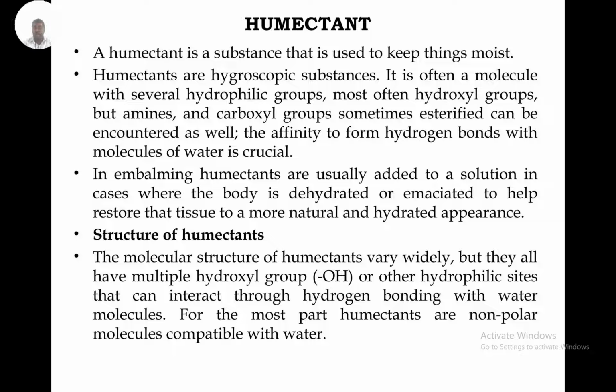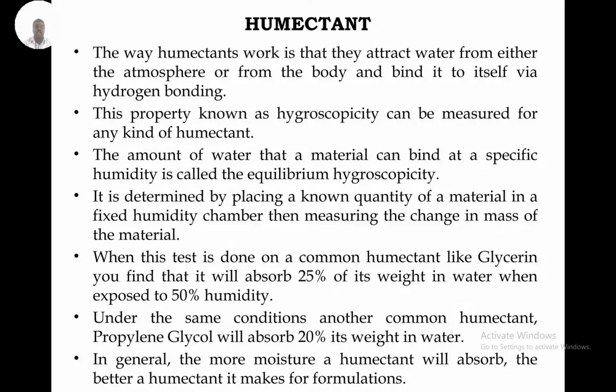Structure of humectants. The molecular structure of humectants varies widely, but they have multiple hydroxyl groups or other hydrophilic sites that can interact through hydrogen bonding with the water molecule. For the most part, humectants are polar molecules compatible with water. The way humectants work is that they attract water, either from the atmosphere or from the body, and bind it via hydrogen bonding. The property known as hygroscopicity can be measured on any kind of humectant.